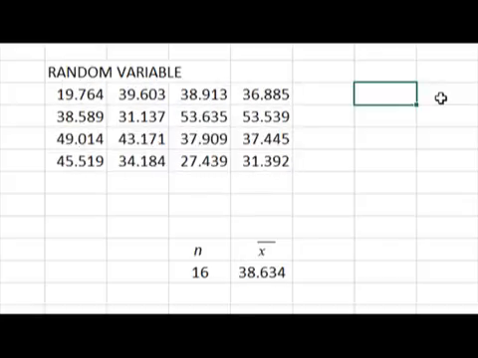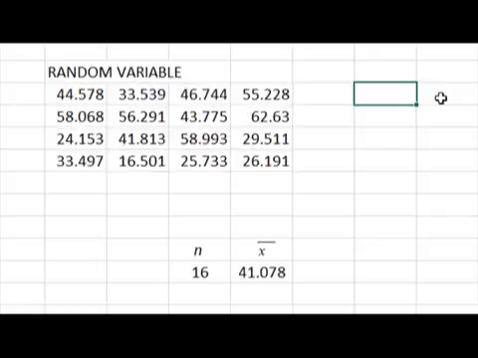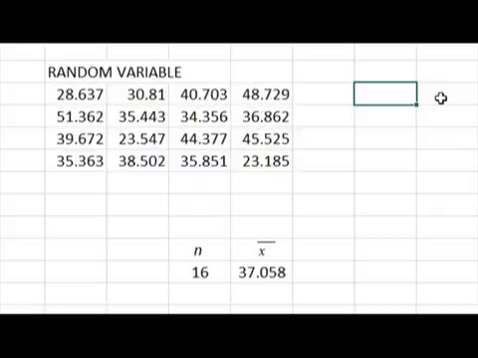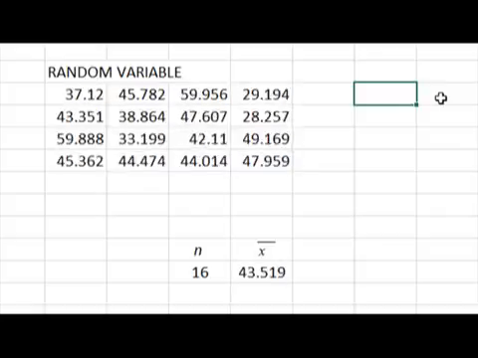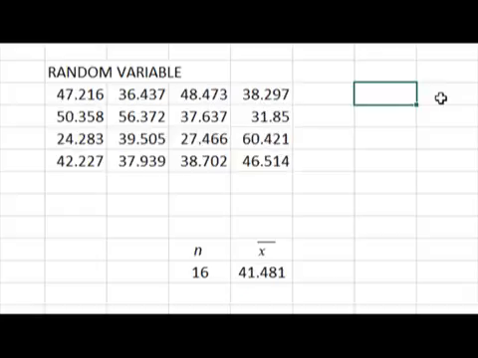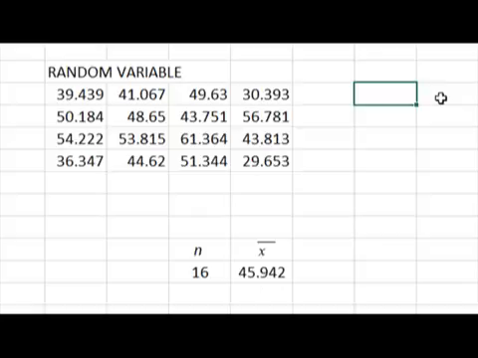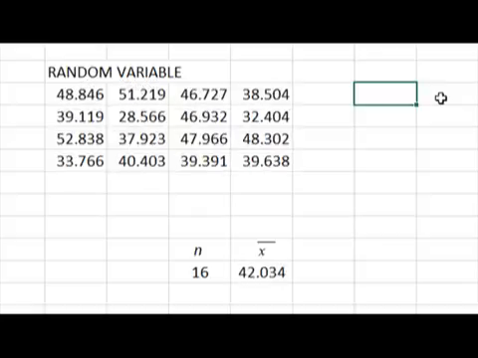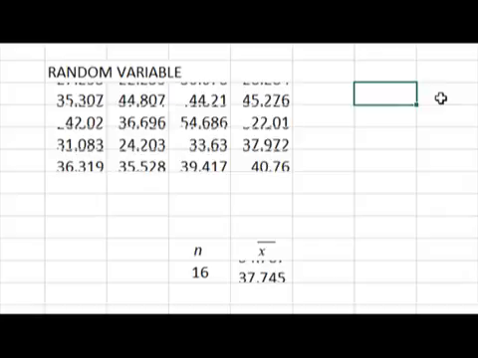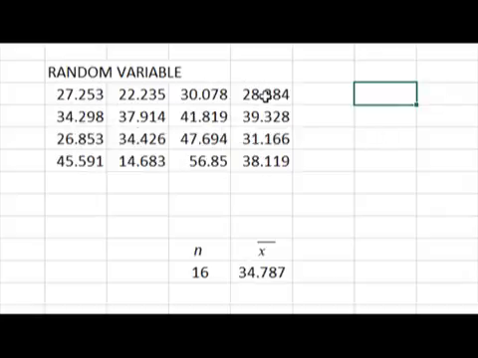So again, we see that while individual values of x have a standard deviation of 10, and 68% of the time they're between 30 and 50, the values of x bar, about 68% of the time, seem to be within maybe 37 and 43. It's a much smaller range.